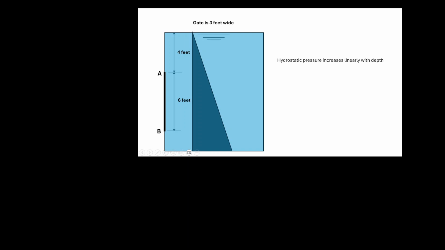So first thing to know is hydrostatic pressure increases linearly with depth. We solve for it just by taking the unit weight of water times the depth. So if we're working in English units, you'll have 62.4 pounds per feet cubed times the depth. And if you multiply that together, that's going to give you pounds per foot squared. That's going to give you a pressure.